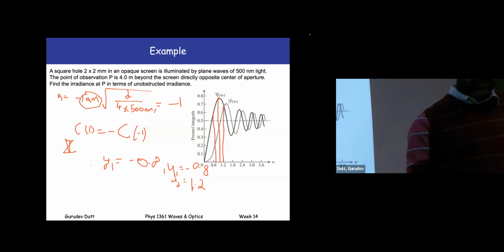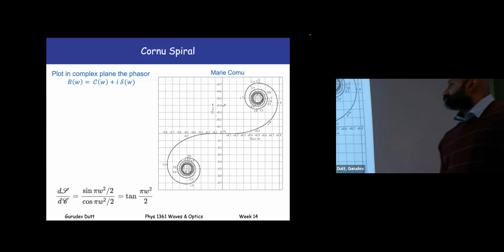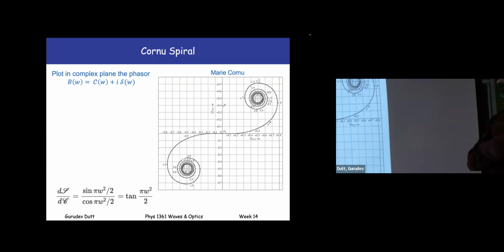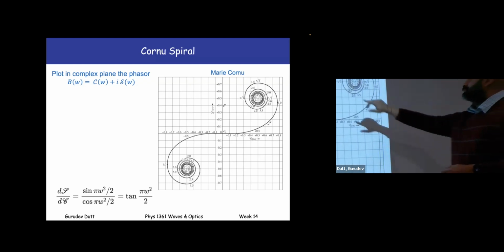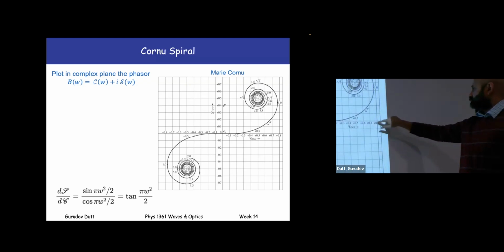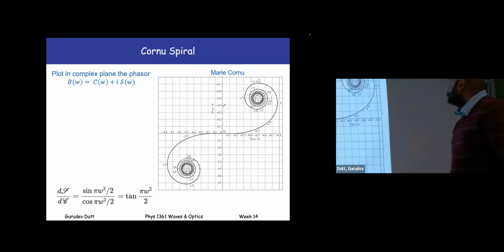Okay, so that's the numerical procedure, but it turns out there's a much nicer graphical procedure which was invented by Marie Cornu. And I think this is a nice procedure because it gives us some intuition for what's going on with the intensity. To understand this construction in the next couple minutes, what we need to know is that we're plotting in the complex plane the phasor C of W plus i S of W. So in this plane, this coordinate is given by C, the cosine Fresnel integral, and in this coordinate, the sine Fresnel integral.